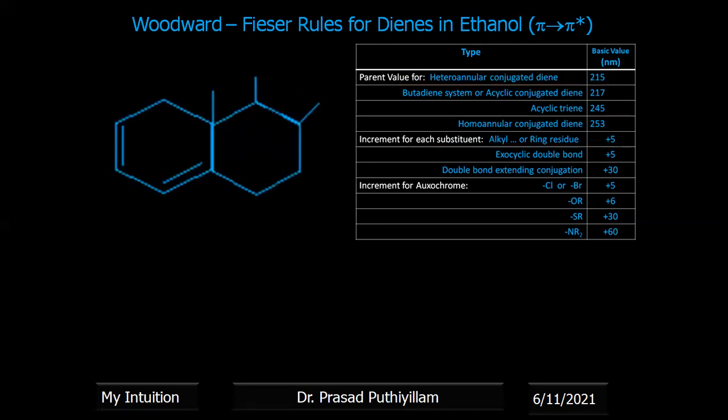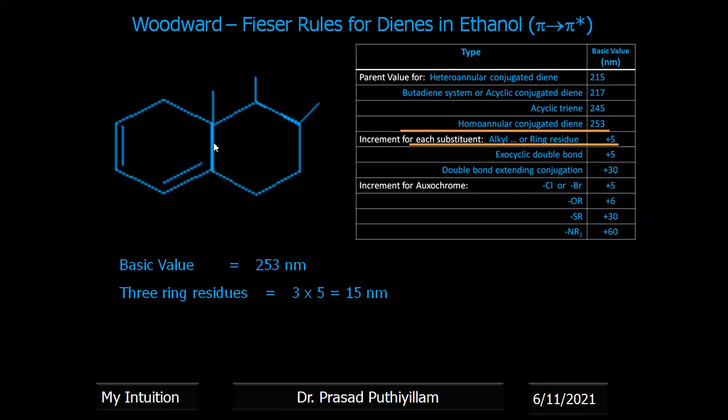Another example. What is this? Conjugated double bonds present in the same ring. So it is a homoannular conjugated diene, 253. 253 nanometer is the base value or parent value. Then we'll check the alkyl or ring substituents. So to this system, this is the diene system. Here one substituent is there. Here one substituent is there. Therefore, 2 ring residues. 3 ring residues. Where is it?